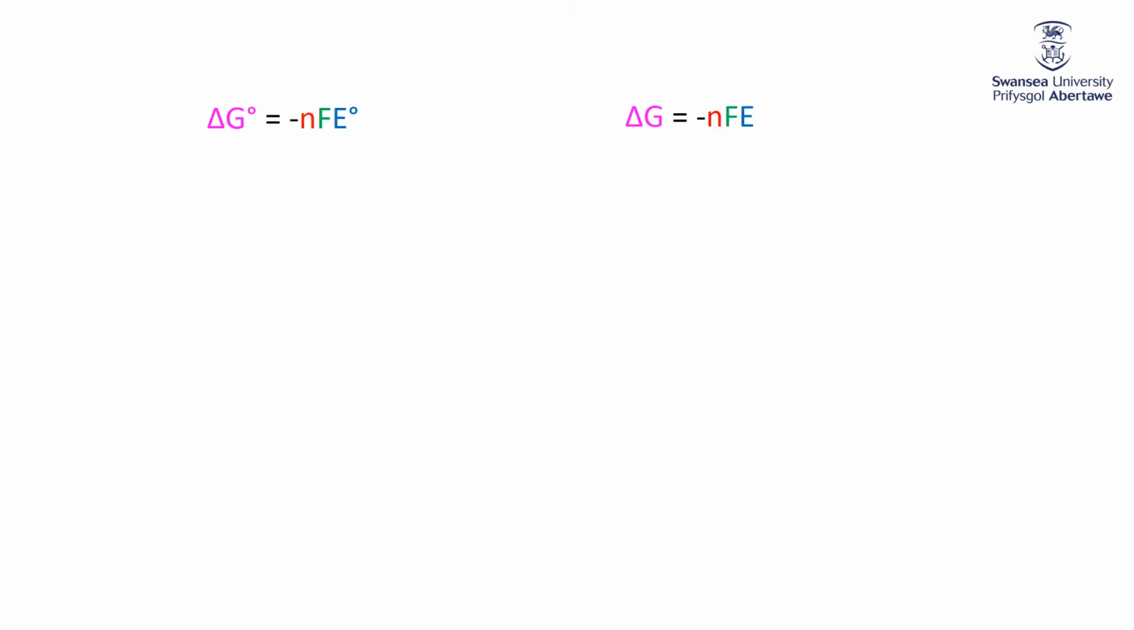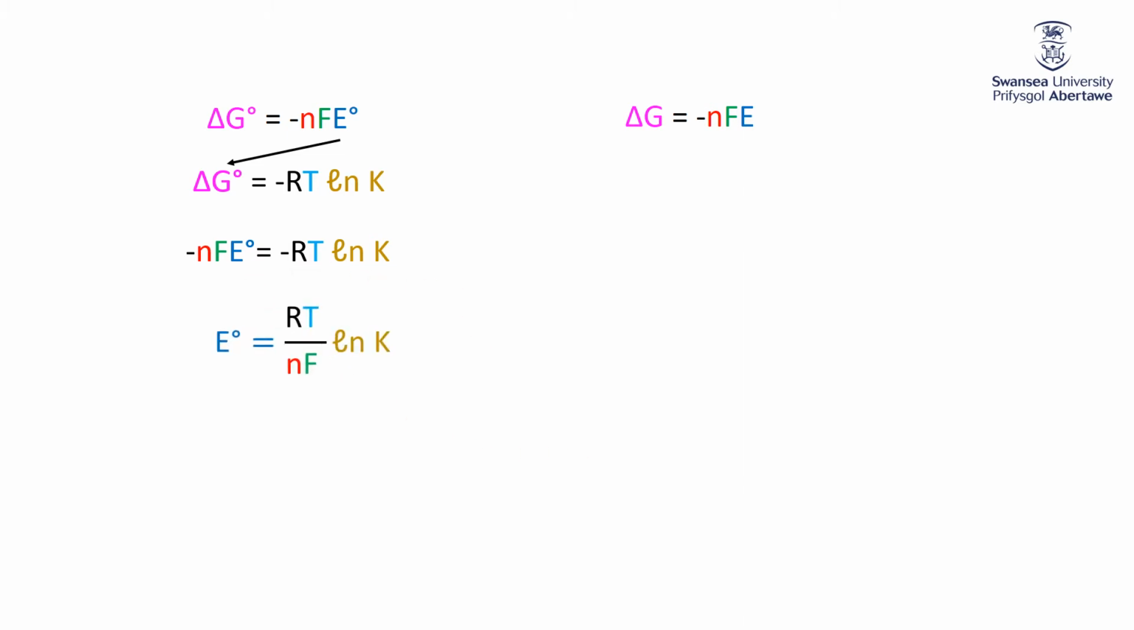Now I said we'd like to have a relationship between delta G0 and K, so let's look at that, shall we? Delta G0 is minus nFE0, and of course delta G0 is minus RT times the natural log of K. Substituting that in, we get minus nFE0 is minus RT times the natural log of K, or E0 is RT over nF times the natural log of K. We can go a little bit further than that if we want to.